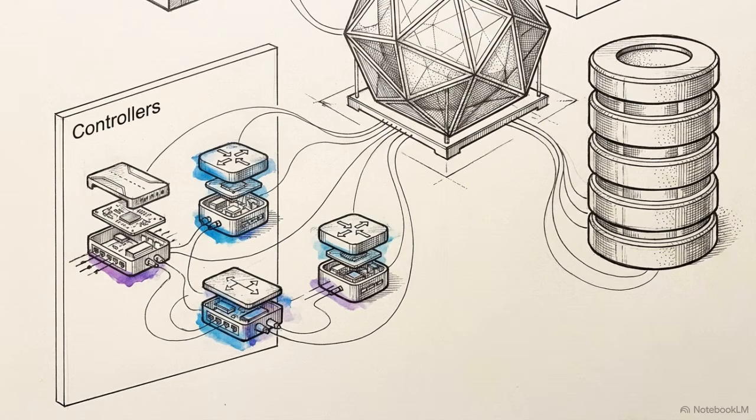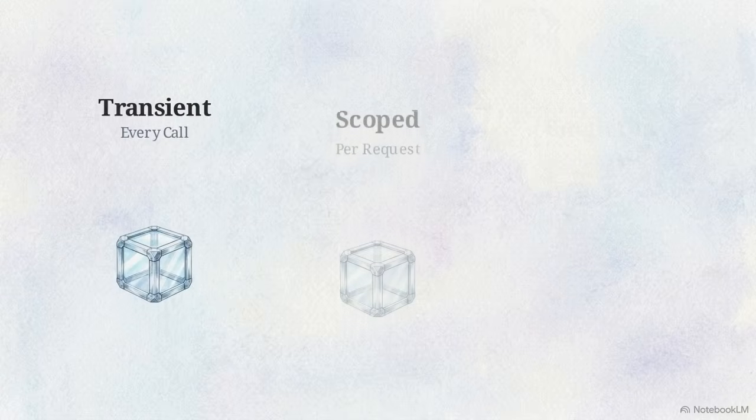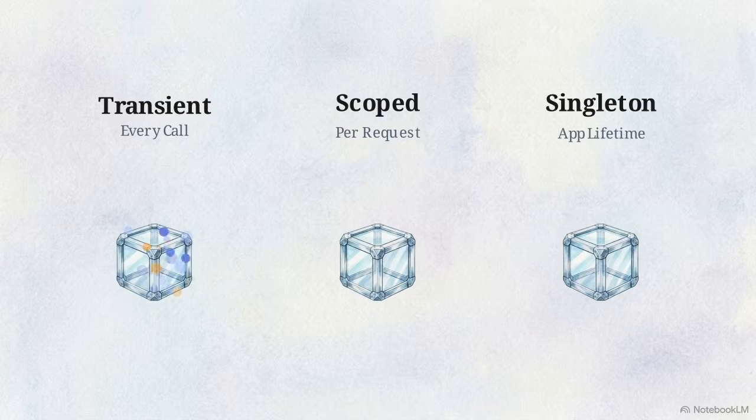Here, the architecture separates its concerns. Controllers are kept thin, handling only HTTP status codes and routing. The actual business logic lives in dedicated services, so it can be tested in isolation. To manage memory, the DI container assigns these services one of three lifetimes.